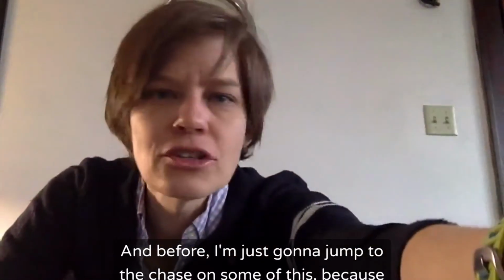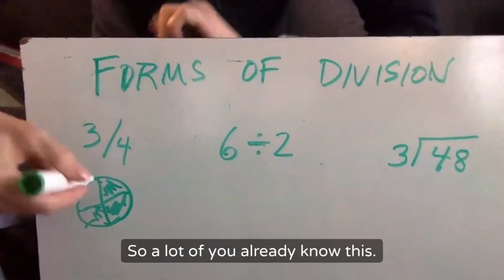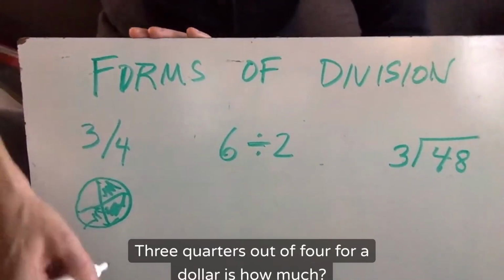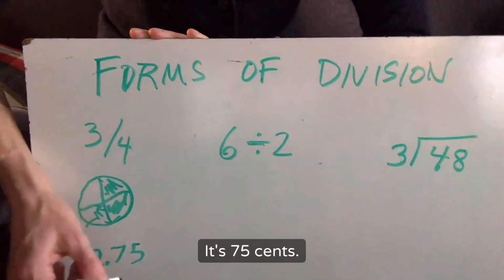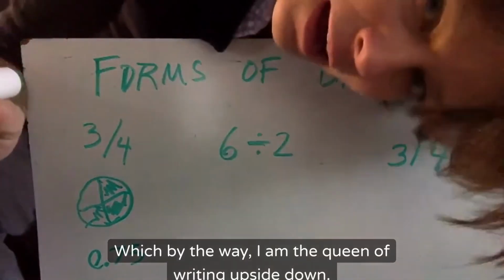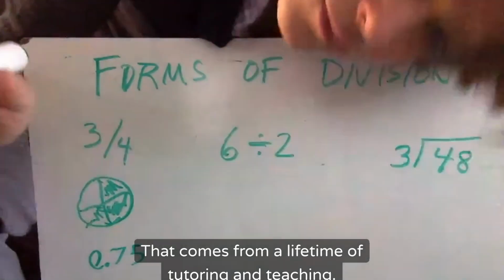And before, I'm just going to jump to the chase on some of this because I'm going to show you in a second. So a lot of you already know this. 3/4 of $1 is how much? It's 75 cents. Which, by the way, I am the queen of writing upside down. That comes from a lifetime of tutoring and teaching.